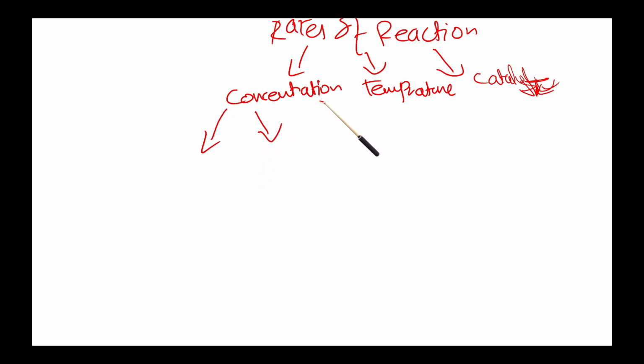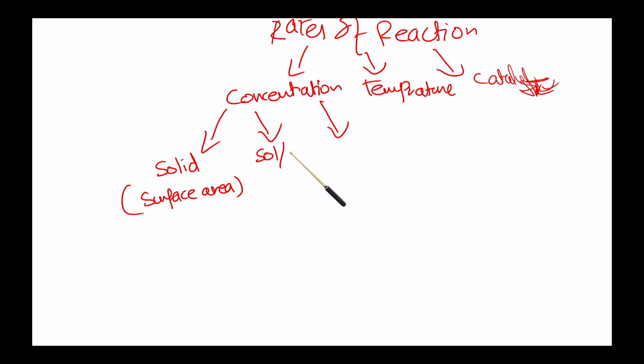In concentration, we have three types based on the state of the matter. If our reactants are solid, then what matters actually? The surface area of the reactant matters. And if our reactant is a solution or a liquid, its concentration matters. If high concentration, the rate of reaction will increase. The larger the surface area, the rate of reaction will increase.